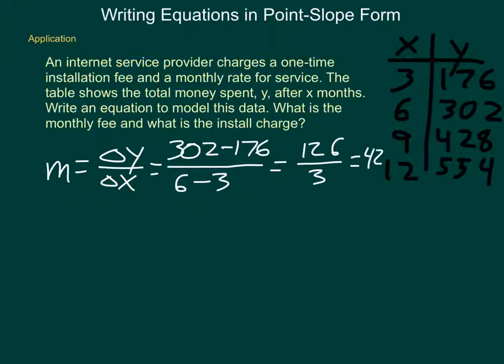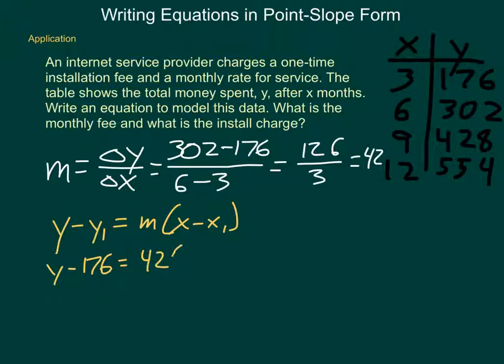As I divide those, 126 divided by 3, I get a total slope value of 42. So now, picking any point, again, smaller ones work nicer for me, I have y minus y1 equals m times x minus x1. Using the first point, I have y minus 176 equals 42 times x minus 3. Now going through and looking at this equation, my slope is my rate of change. That's going to be my monthly fee.